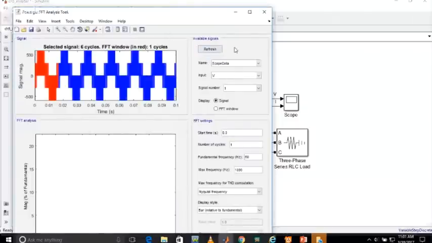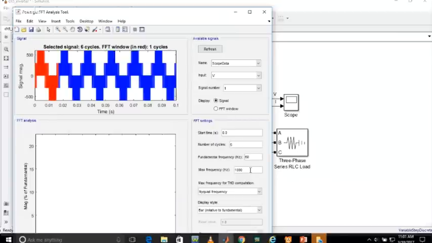The scope data is the parameter that we gave to our workspace in the scope system, and the input is variable V, which has three different waveforms, VA, VB, VC. So the signals are 1, 2, 3, and we are calculating for 1. If you want to calculate the harmonics present in the signal, don't go for 1 cycle. Go for 5 or more cycles.